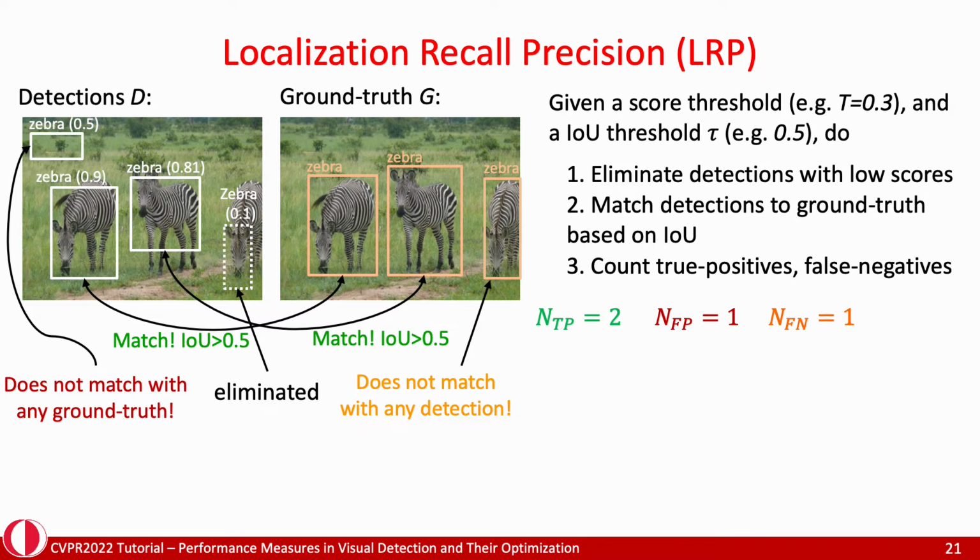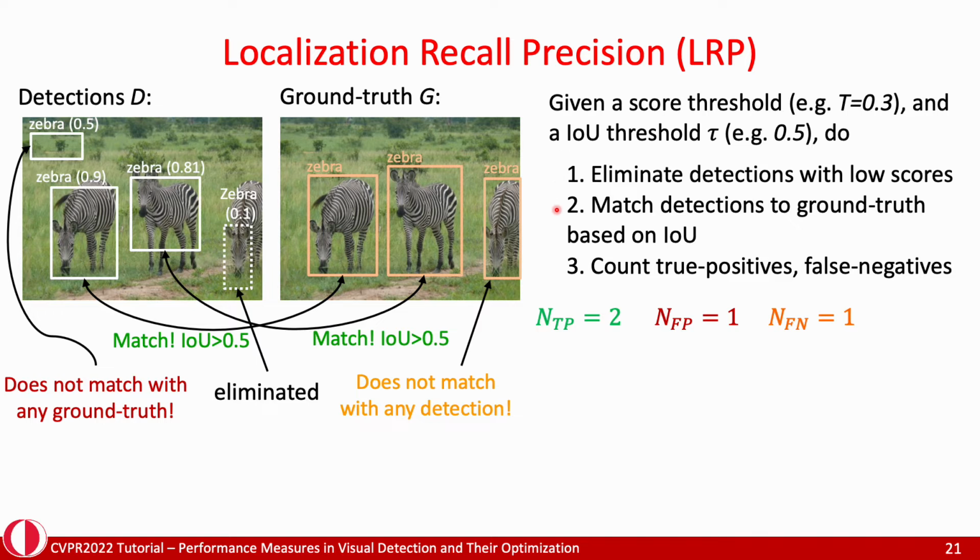Let us walk over how LRP is computed by revisiting the same object detection example that we used for explaining average precision. As in the case of AP, we need two thresholds, one for the confidence score and the other for the intersection over union. Let's pick the same threshold values as we did before, 0.3 and 0.5. Given the 0.3 score threshold, detections with lower scores should be eliminated first. This is the first step of the computation.